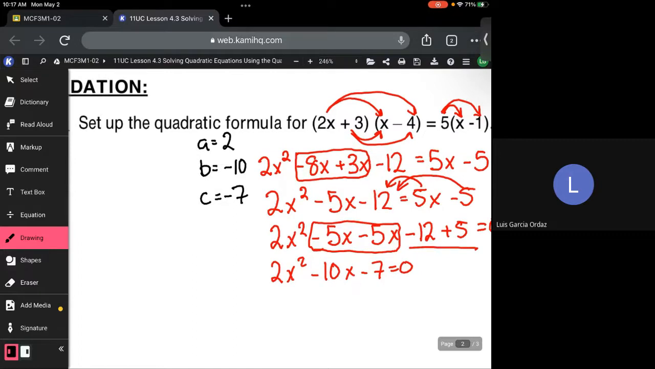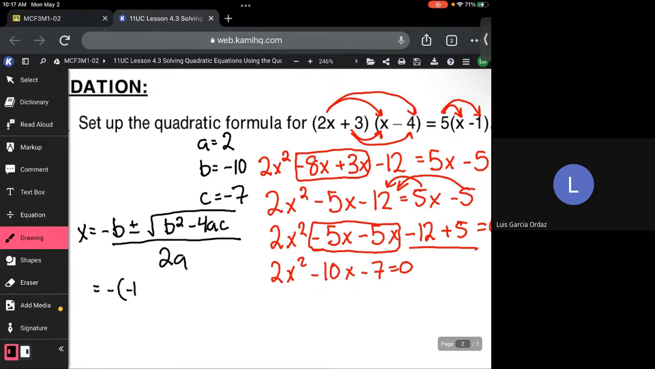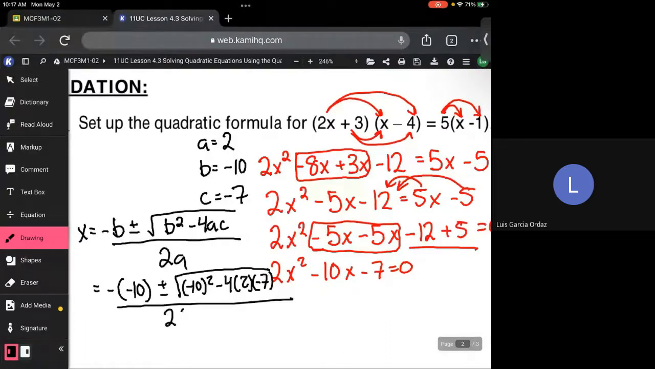So I have x is equal to negative b plus or minus the square root of b squared minus 4ac, divided by 2a. So I know my b is negative 10. So it's going to be negative times negative 10 plus or minus the square root of negative 10 squared minus 4 times a, which is 2, and times c, which is negative 7, divided by 2 times a, which is 2 times 2.